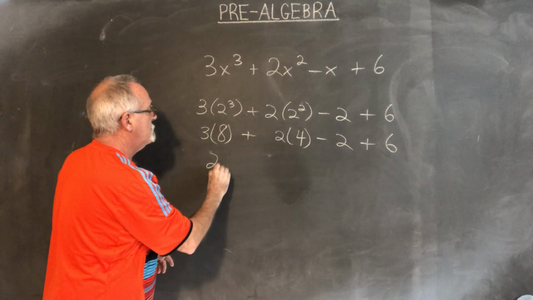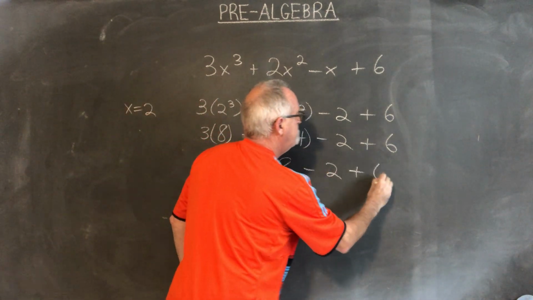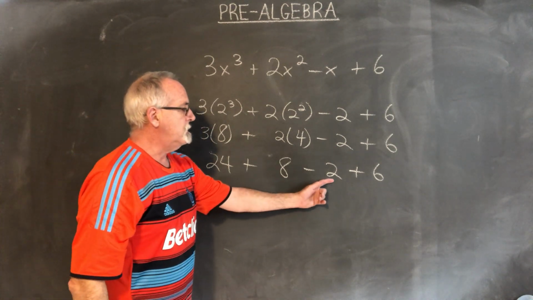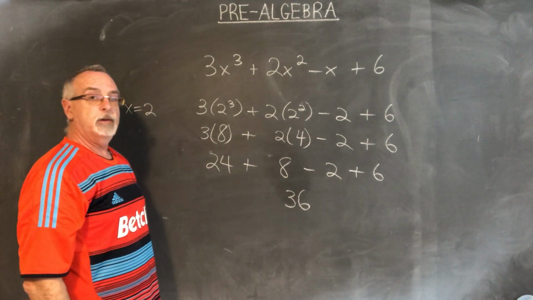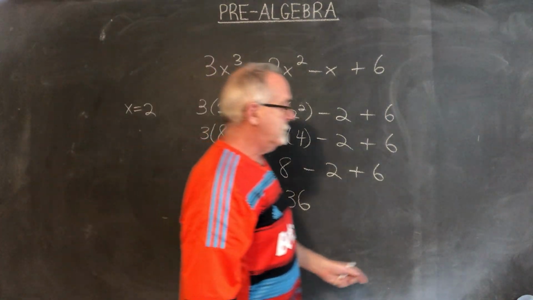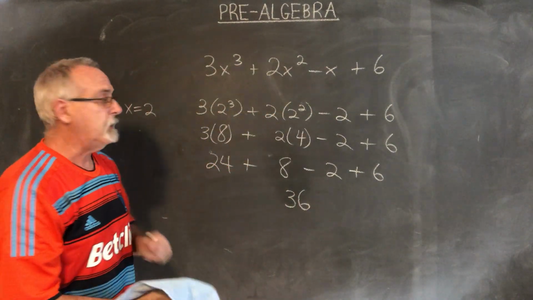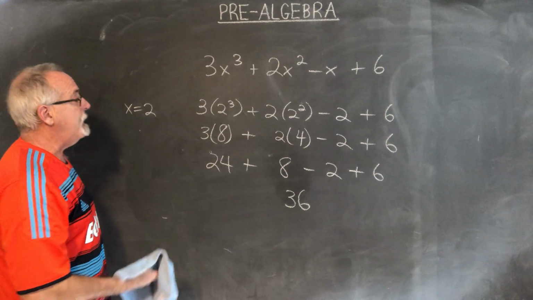3 times 8 is 24. 2 times 4 is 8. 24 plus 8 is 32. Minus 2 is 30 plus 6. My answer is 36. That was fun. It is fun. So more complicated algebraic expressions end up not really being more complicated to evaluate. It's complicated to say all that.